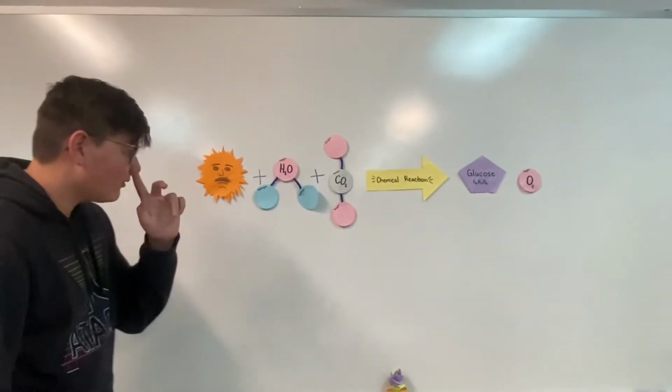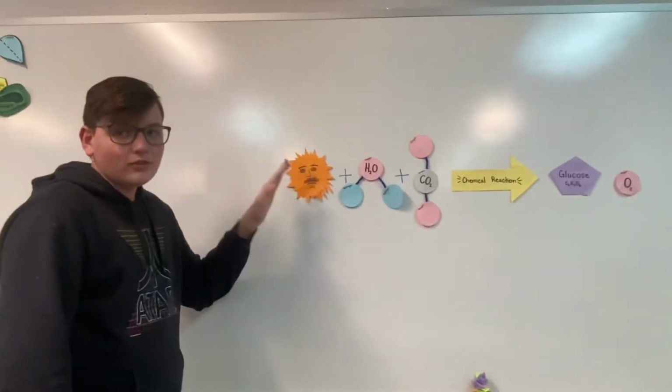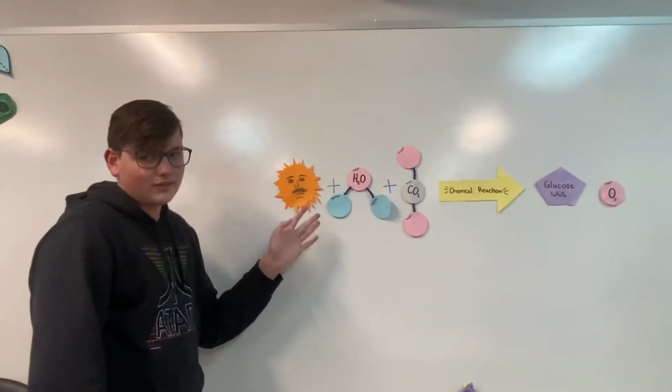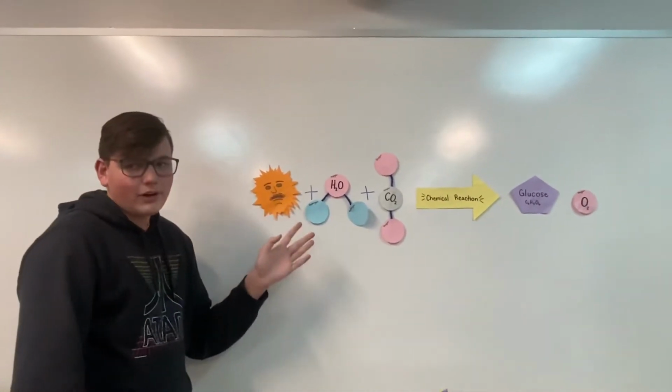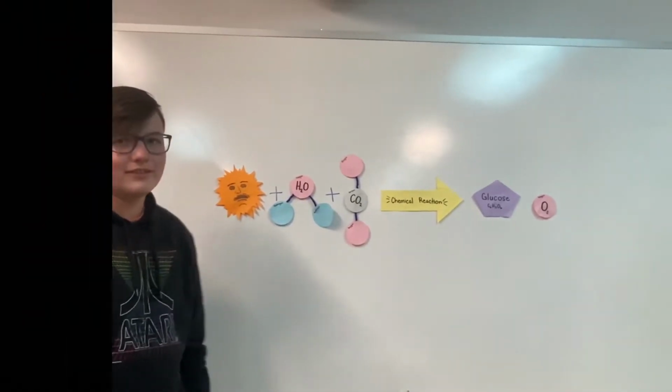As you can see, we've come back to the start of our reaction. After glucose is produced, the process of photosynthesis is complete, and the plant can function and thrive, and the whole reaction starts again.